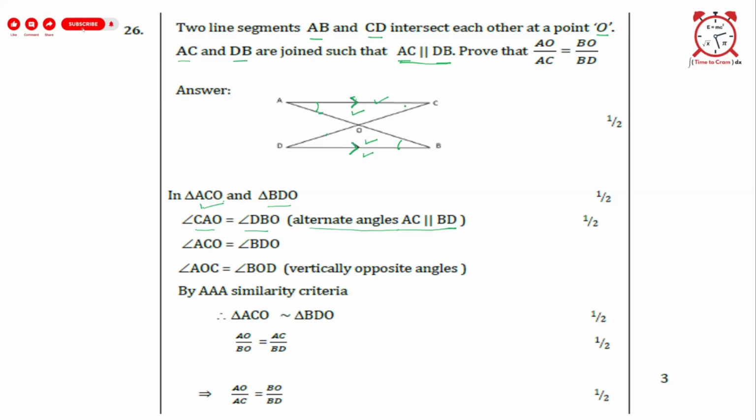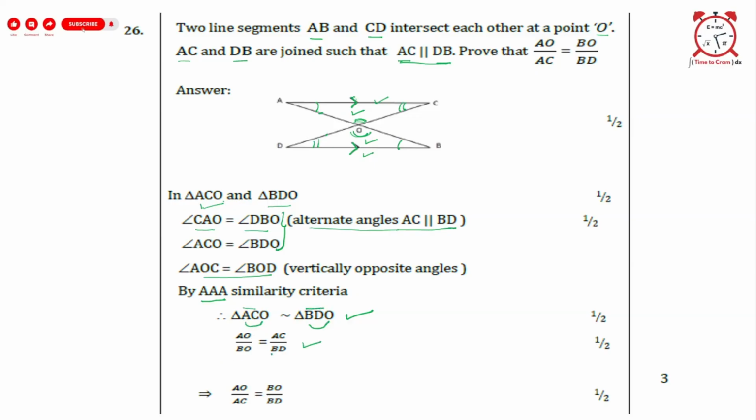Again, angle ACO means this angle and angle BDO, they are also a pair of alternate angles. So these two results are as per the pairs of alternate angles by AC parallel BD, and these angles are vertically opposite angles. So this is written here. So by the AAA similarity criterion, these two triangles are similar, and then we can write the ratio as AO upon BO and AC upon BD.